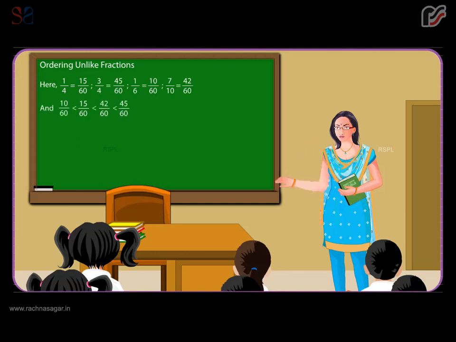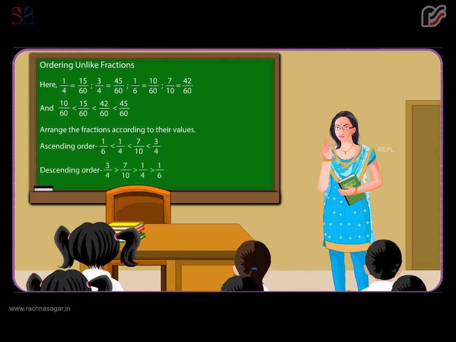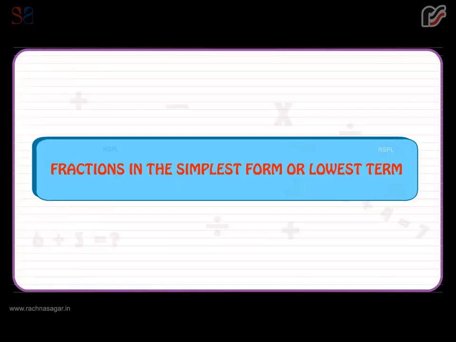And 10/60 is smaller than 15/60, which is smaller than 42/60, which is smaller than 45/60. Arrange the fractions according to their values. Ascending order. 1/6 is smaller than 1/4, which is smaller than 7/10, which is smaller than 3/4. Descending order. 3/4 is greater than 7/10, which is greater than 1/4, which is greater than 1/6.